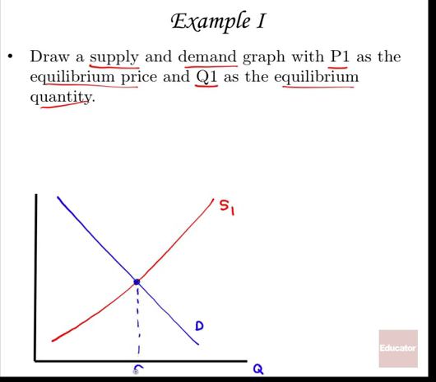And you have the equilibrium quantity right here, and the equilibrium price P1, and this is E1. So even though there's no E2 yet, and there's no S2 or D2, still label that as D1 and S1 here. And so this is the basic supply and demand graph that you'll get.